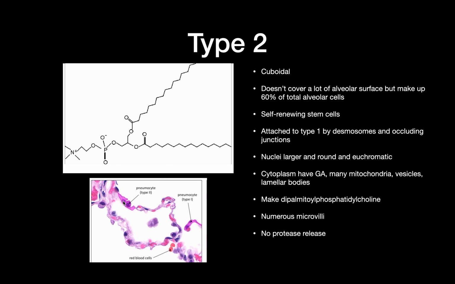The cytoplasm has the Golgi apparatus here, and a lot of mitochondria, vesicles, and lamellar bodies, which make the cytoplasm eosinophilic. They make dipalmitoyl phosphatidylcholine. I can never remember that word, but DPPC, and that is a component of surfactant. And they have numerous microvilli, but they don't have any granules or anything that releases proteases. So this is going to be DPPC.